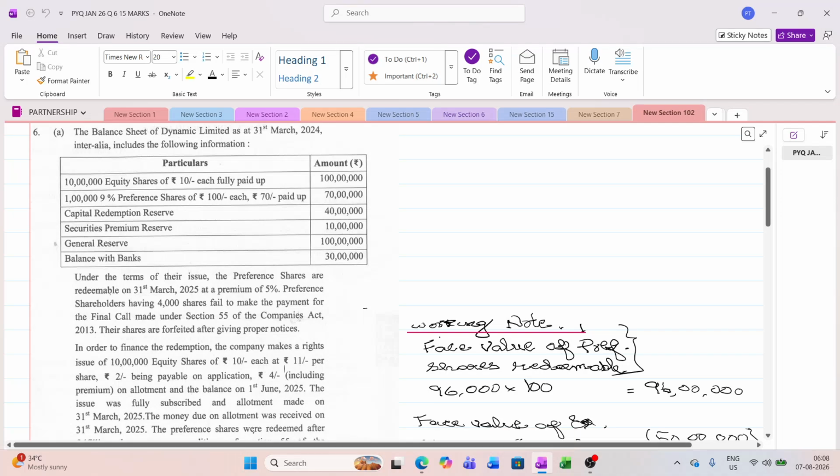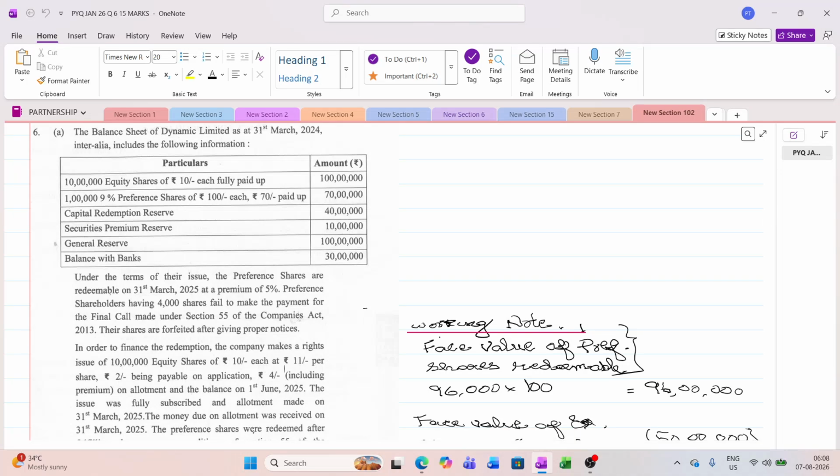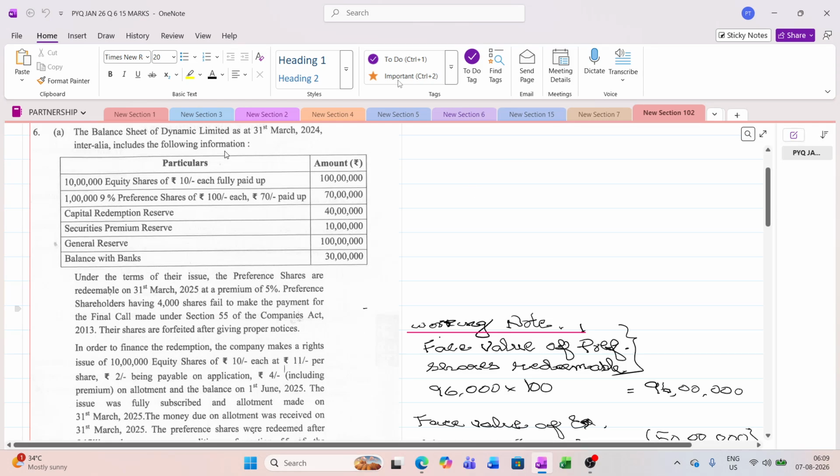Before going into that, you should understand what redemption means. Redemption means the process of paying an obligation. Obligation means compulsorily you have to make a payment, and that should be in time. And what are the necessary conditions for redemption of preference shares given under Section 55 of the Companies Act? Because everywhere in the question they say that it is as per Section 55 of the Companies Act, so you should know that.